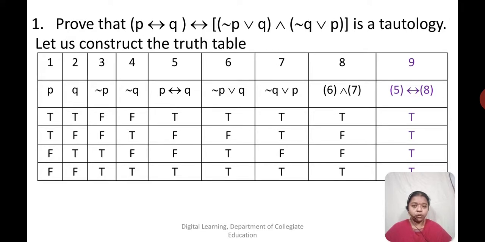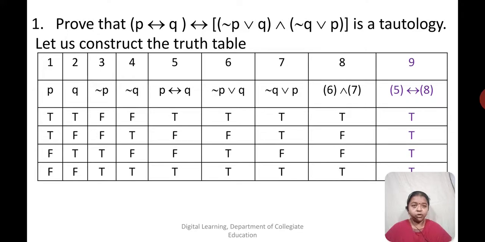Now since there are two propositions, as we studied in the previous session, we will have four combinations. For P, the first two values will be capital T followed by two capital F values. For Q, the first one is capital T, the second is capital F, the third is capital T, followed by capital F.